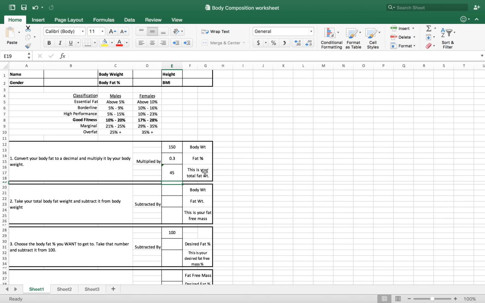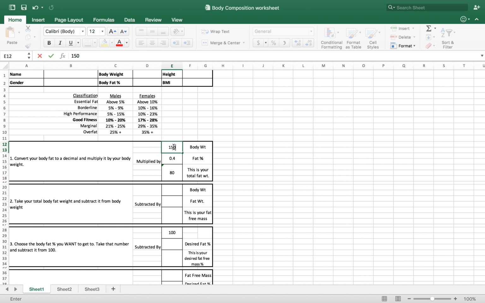This is how much you weigh in body fat. If you weighed less, that number would be less. If you weighed more, that number would be more. If you had a lower body fat percentage, let's say 20%, that would be your number. If you had a higher body fat percentage, that would be your number. But this is the actual amount of fat that we have stored in our adipose tissue throughout our body.